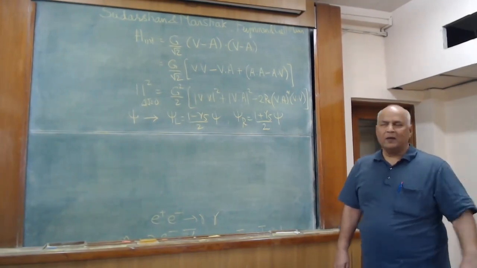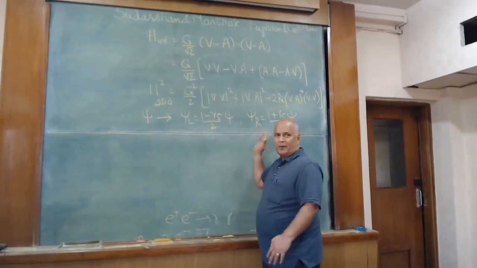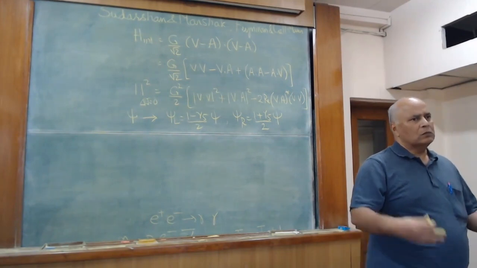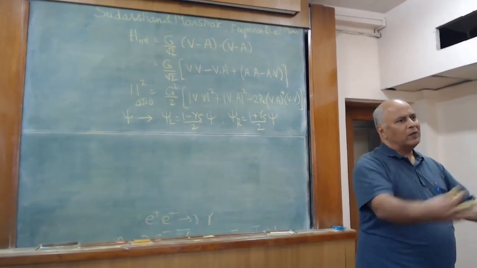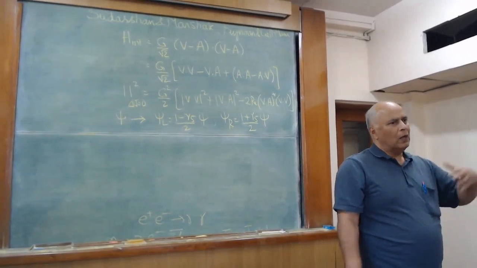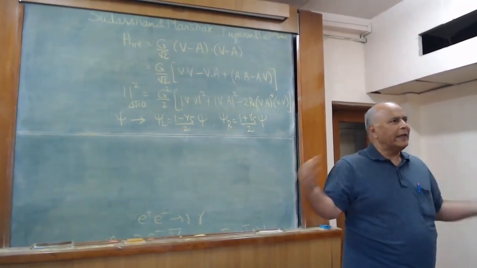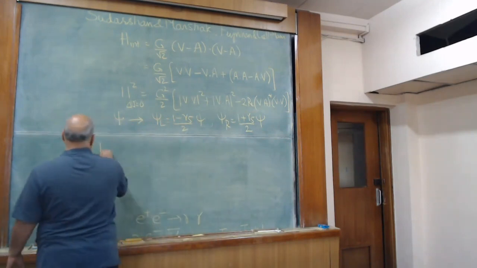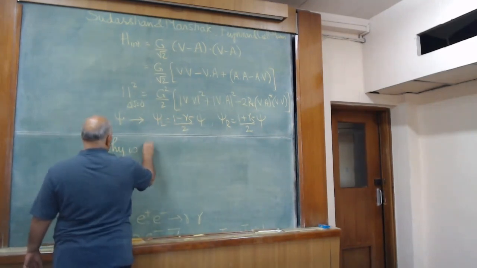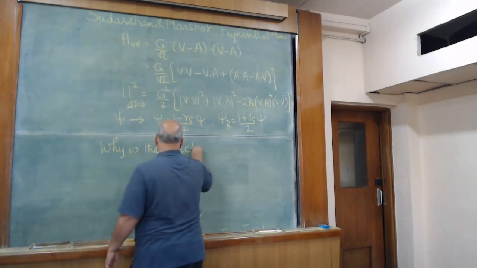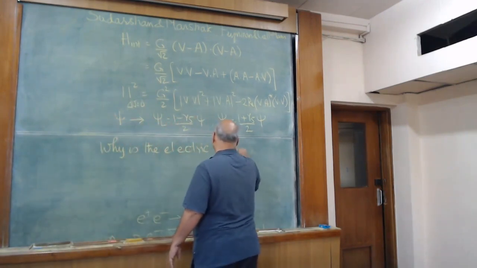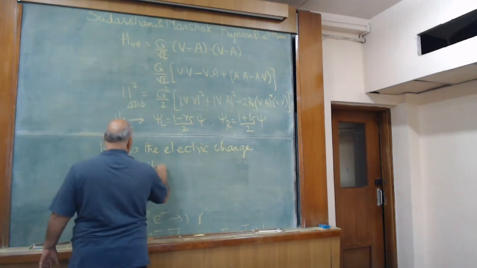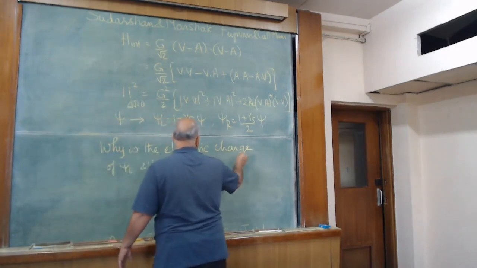So my basic building blocks are these chiral fermions, and a priori the quantum numbers associated with those chiral fermions under some other interactions can be anything. So the question actually is, why is the electric charge of psi L and psi R the same?